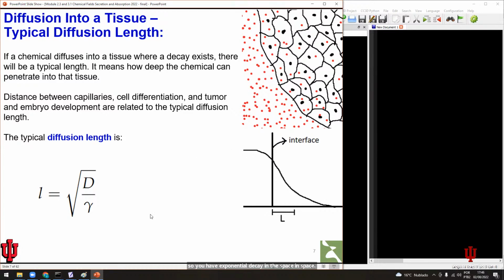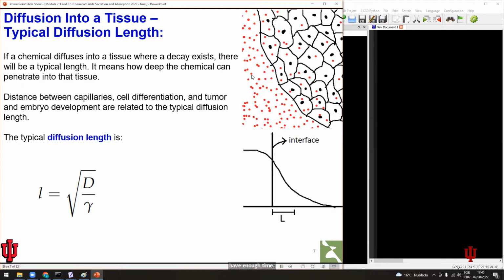And you can also solve the diffusion equation for a simple case and find that this typical length, this typical penetration depth for, let's say, your nutrient will be the square root of the diffusion coefficient, okay, over gamma, which is the decay coefficient. I can demonstrate this later if you want, but only if we have enough time, okay?